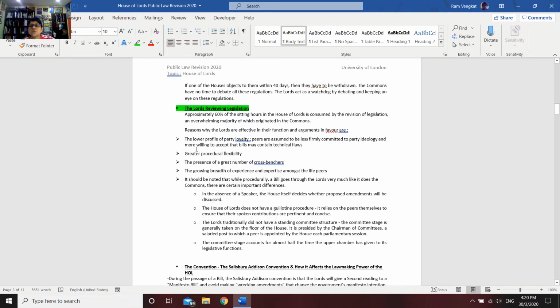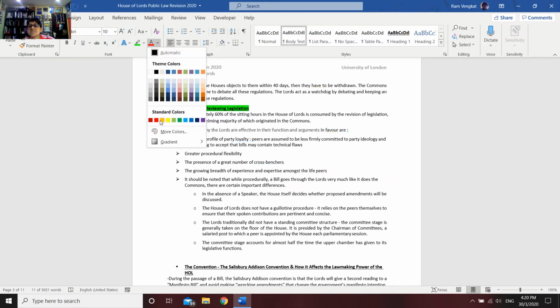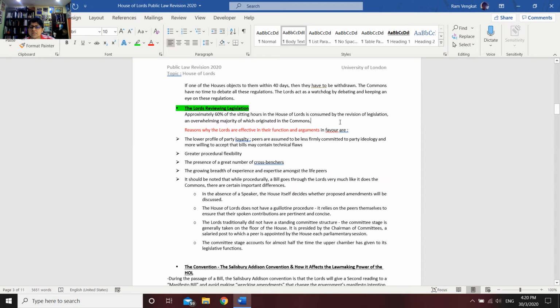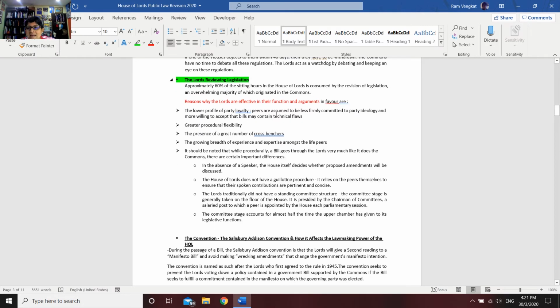Now, why do we say, what are the reasons why the Lords are effective? Why is it that we say that if it's not there, it must be invented? Why is it so crucial? Look, please, at the following characteristics of the House of Lords. The lower profile of party loyalty, all right? Greater procedural flexibility. Why is that? Because they are not bound by techniques like the guillotine procedure, for instance, in the House of Commons.